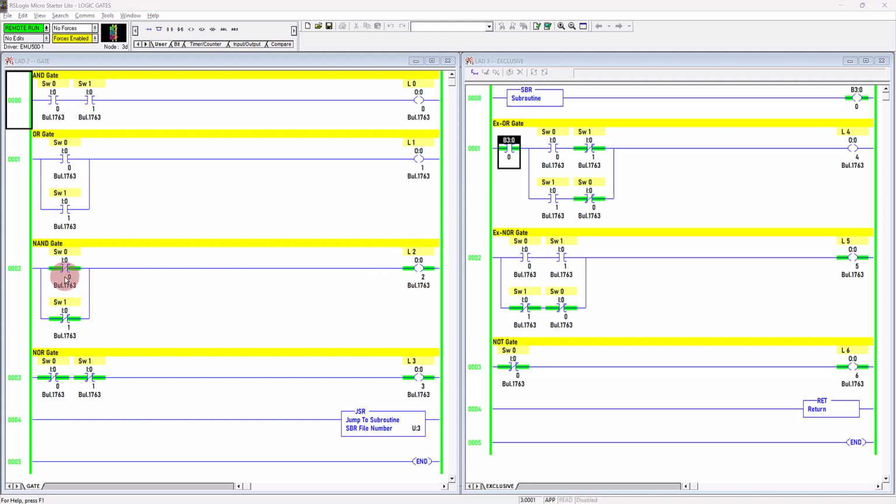Note that I'm talking about the logical expression, not the mathematical calculations. That's why 1 plus 1 is 1 instead of 2, because this is a logical expression. Okay? 1 times 1 is 1. That's why this one turns on.